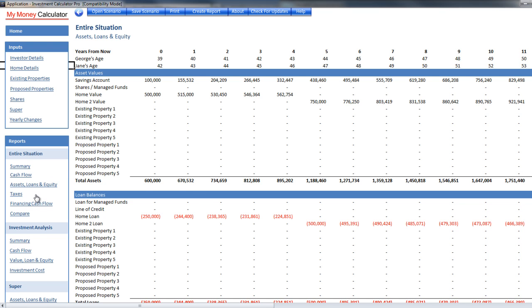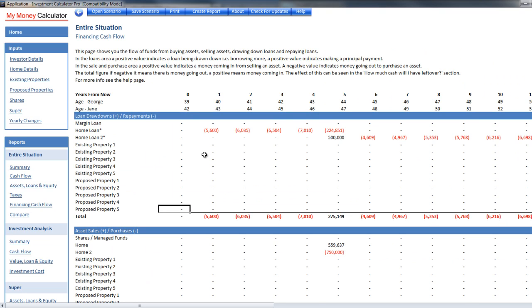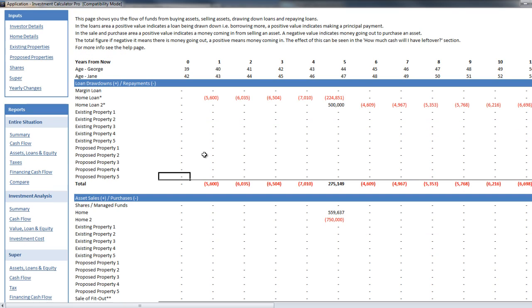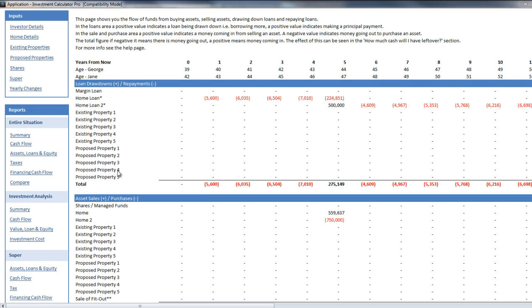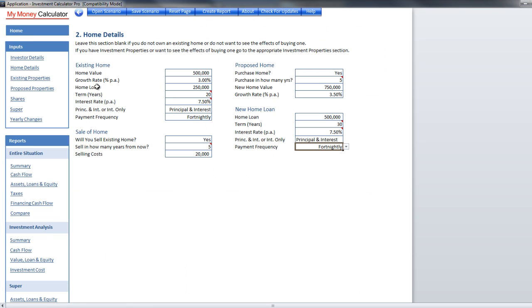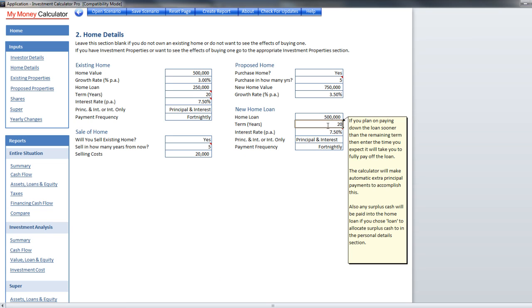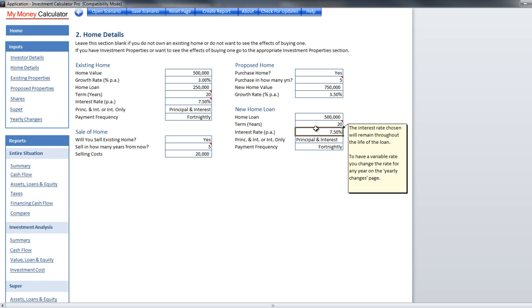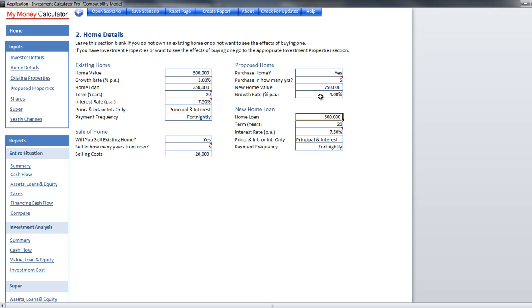Finally, on the financing cash flow page, we can see principal payments being made and money flowing in from selling the existing home and money flowing out from purchasing a new home. Let's go back now and fiddle with some details and see what the differences will be in the results. Let's say this couple want to pay down their mortgage in say 20 years instead of 30. And they do a little bit more research and buy a house in an area that grows at say 4% every year.